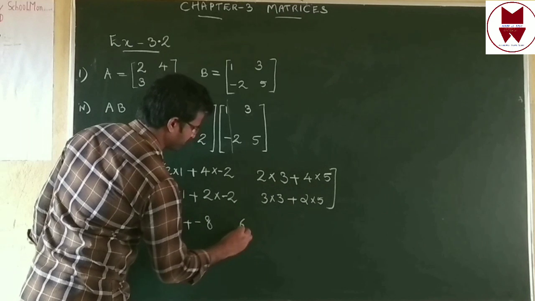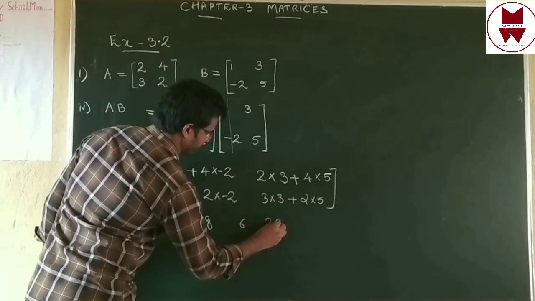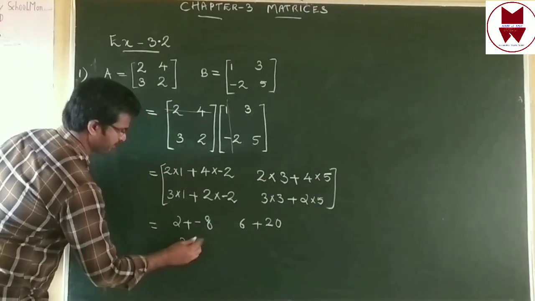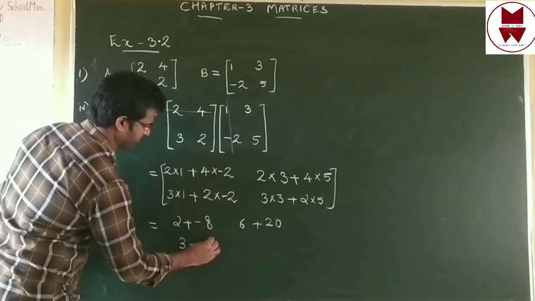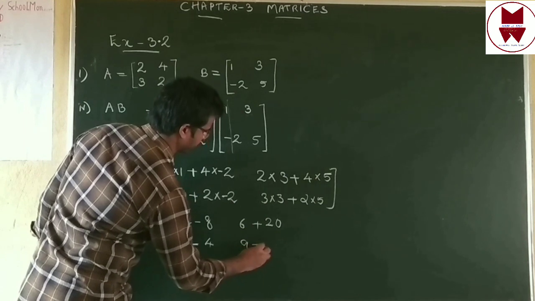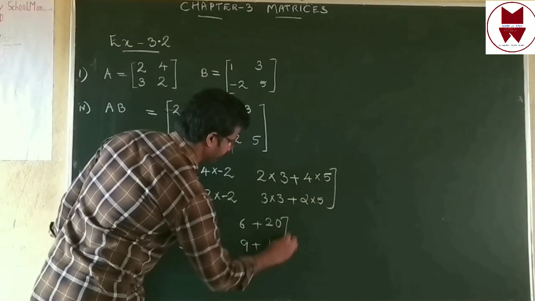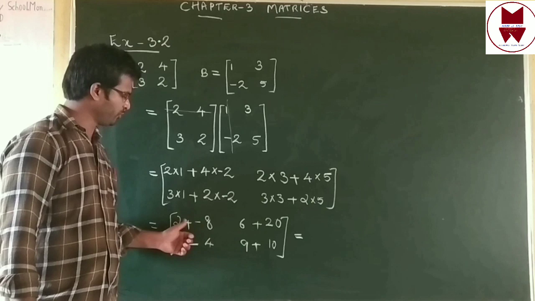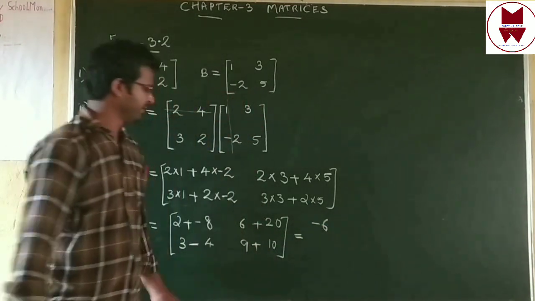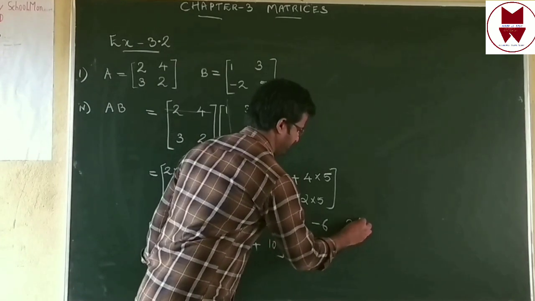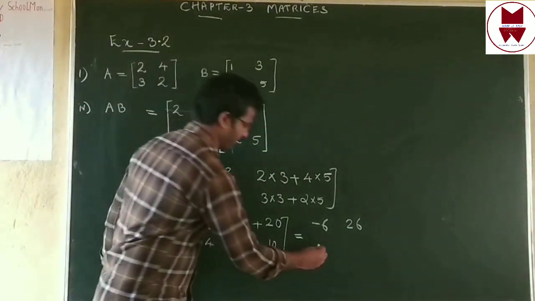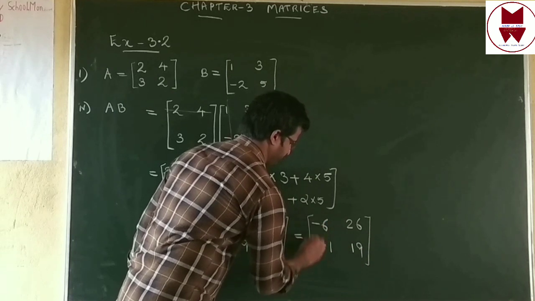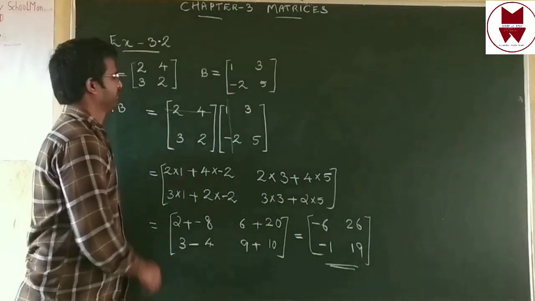Then 2 into 3, 6, 4 into 5, 20, 6 plus 20. Then 3 into 1, 3, minus 2 into 2, 4. 3 into 3, 9, plus 2 into 5, 10. Equal to 2 minus 8, minus 6, then 6 plus 20, 26, 3 minus 4, minus 1, 9 plus 10, 19. This is our answer.